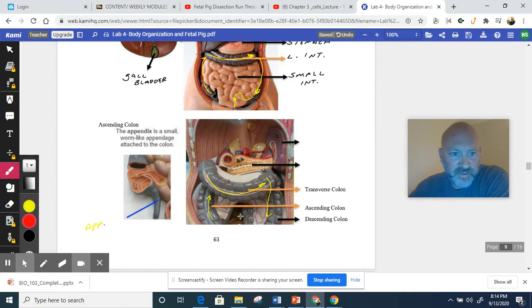Bad color choice for this appendix. The appendix is, so this is the ileum, which is the last part of the small intestines draining into the ascending colon. So it'd be down here. And we have this structure here, which is the appendix that houses a lot of bacteria.